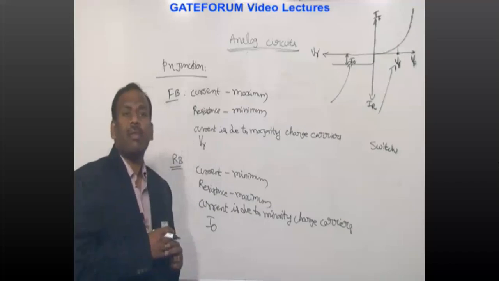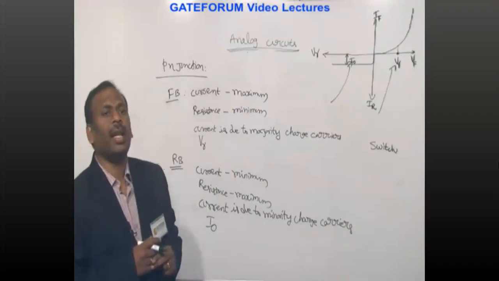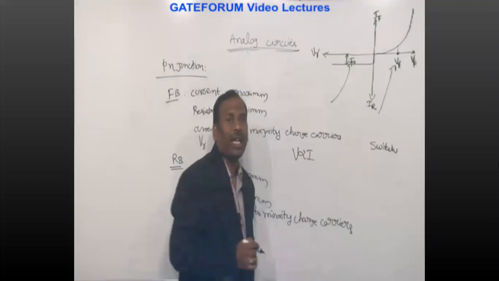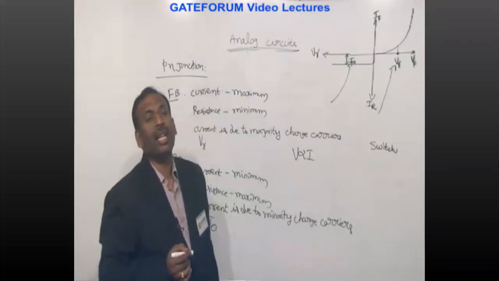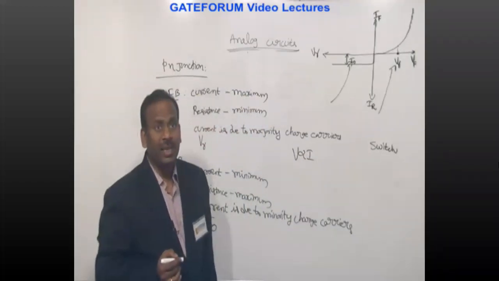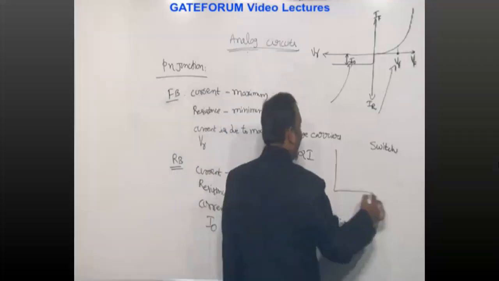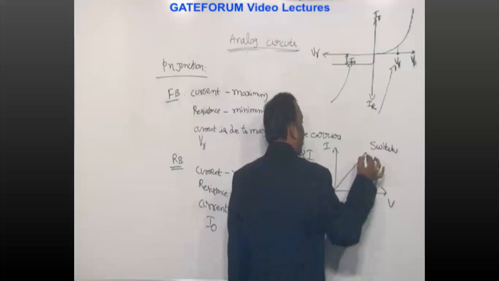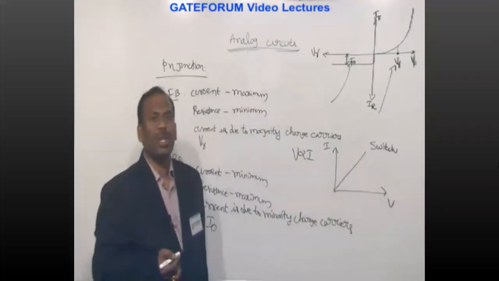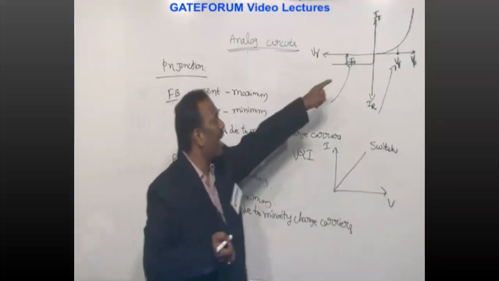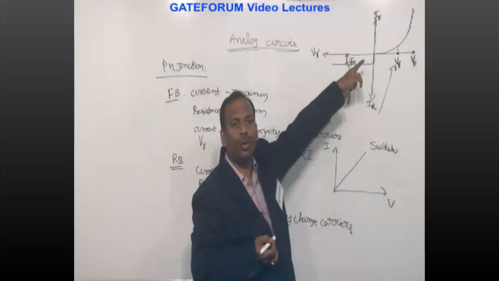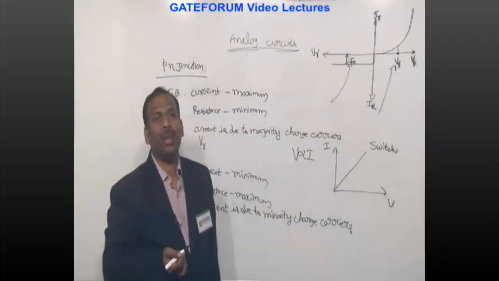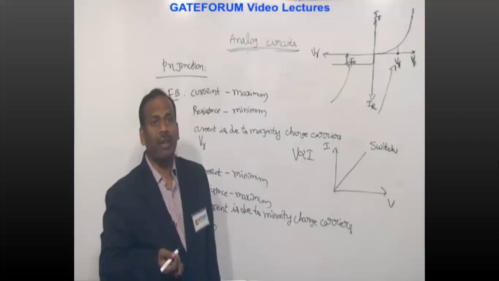When can we say it's a linear or a non-linear device? If V is proportional to I, that is, it follows Ohm's law, then it is said to be a linear device. Linear device means the VI characteristics, if you plot V versus I, have to be a straight line like this. V is proportional to I. But are the characteristics like that? No. Therefore, the diode is a non-linear device.